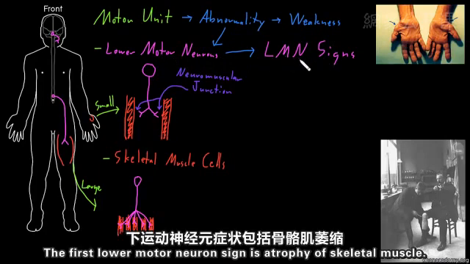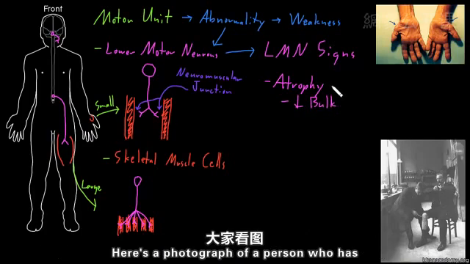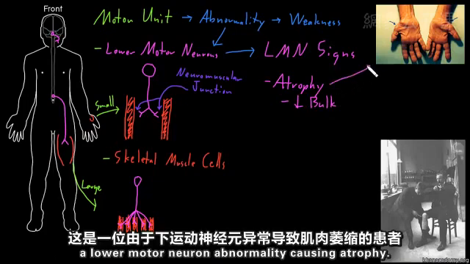The first lower motor neuron sign is atrophy of skeletal muscle. Atrophy. And atrophy means decreased bulk of skeletal muscle, so decreased size. Here's a photograph of a person who has a lower motor neuron abnormality causing atrophy.